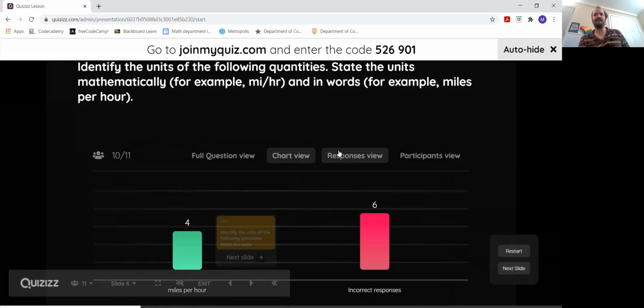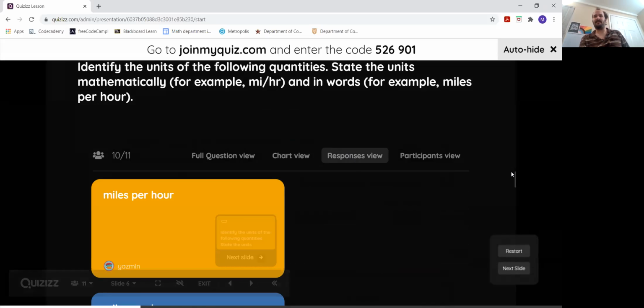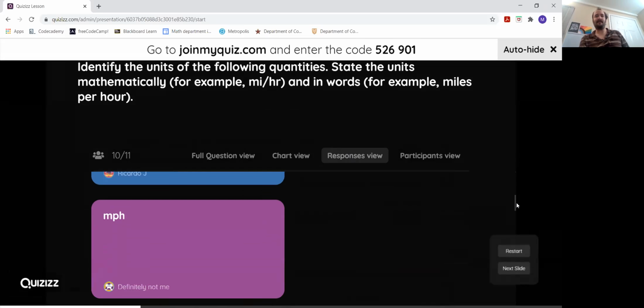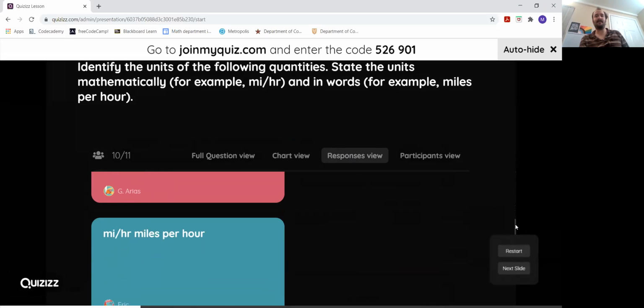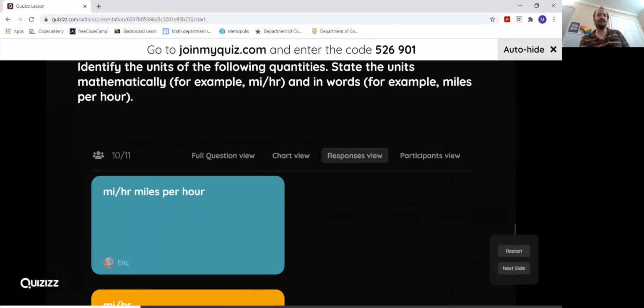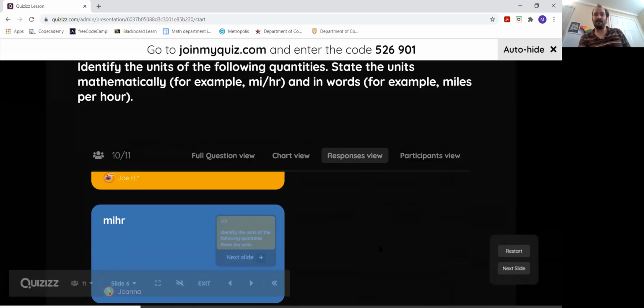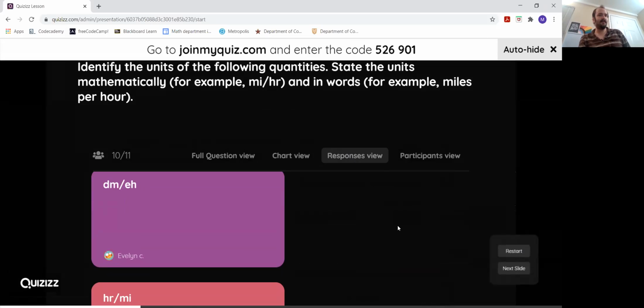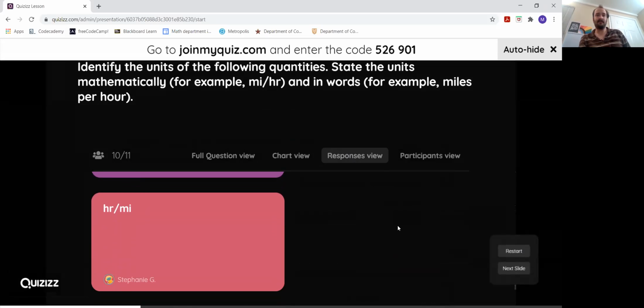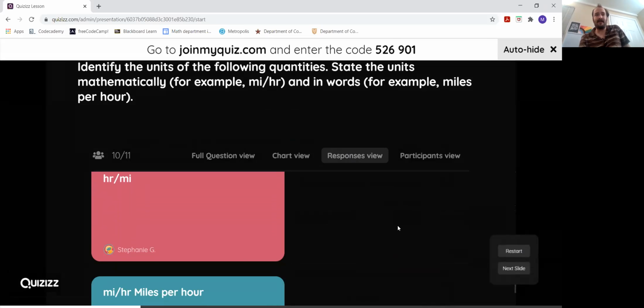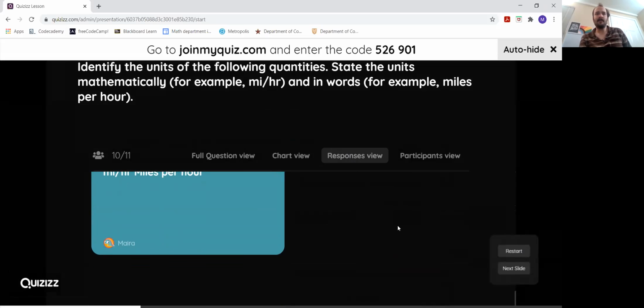Miles per hour is good. What did y'all tell me? Miles per hour. mph is all right. Miles per hour. That's good. You just wrote it two separate ways, so it didn't count it. Miles. This needs to have some sort of division in here. So, GME, don't know what that is. Hours per mile. It should be miles per hour.